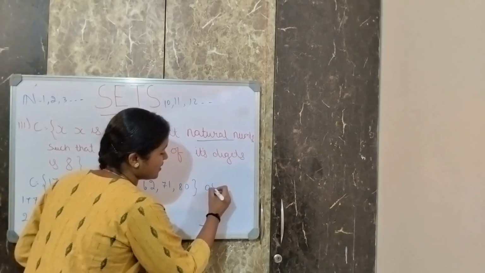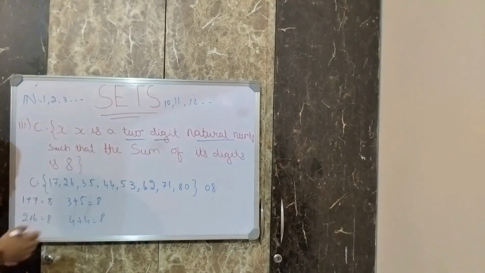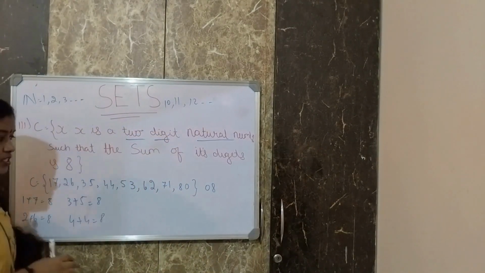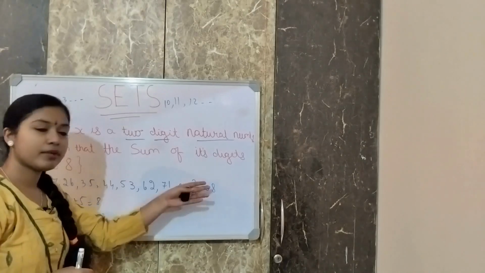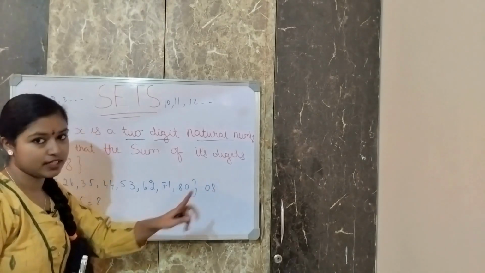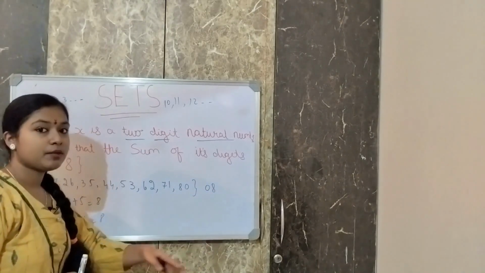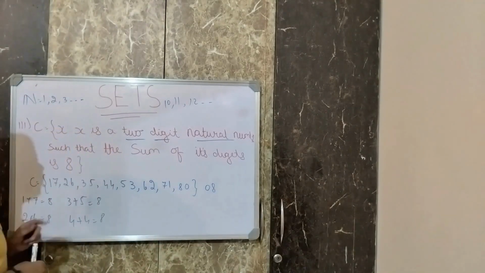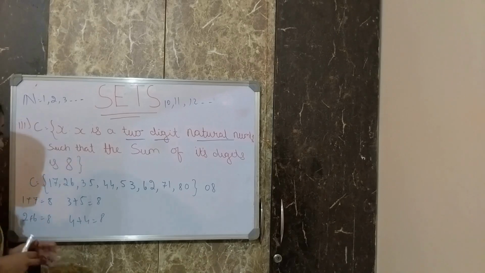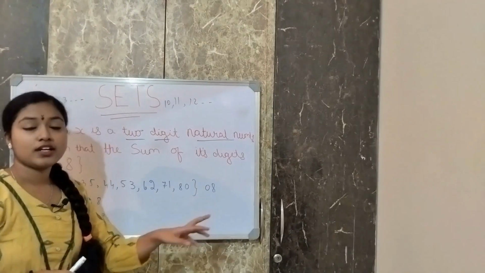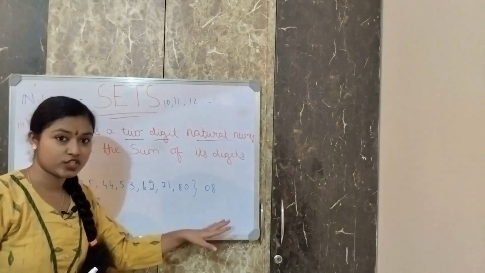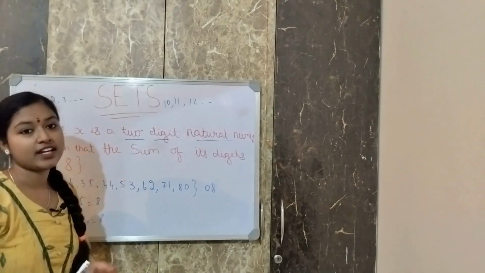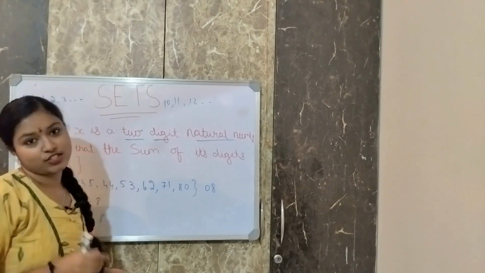So why can't we include 0, 8 in this set? Because see, 0 is a digit and 8 is also a digit. If we write 0, 8, it may look like a 2-digit number, but 8 itself is a single digit number. Why can't we include that in this set? It is because 08 is not considered a 2-digit number. Mathematically, it is not considered a 2-digit number. Even though you write 08, it is considered a single-digit number.